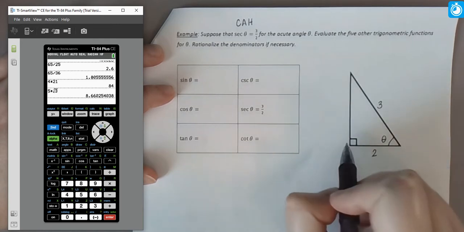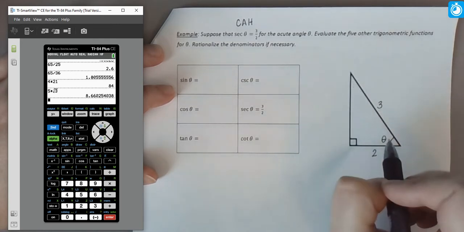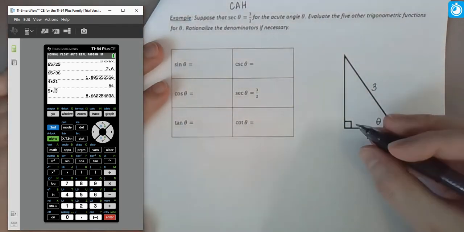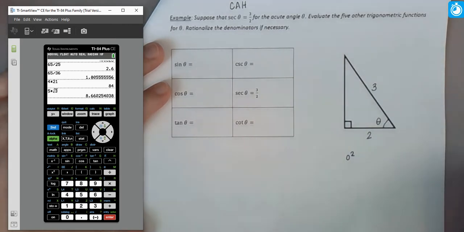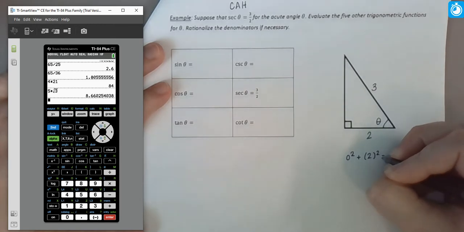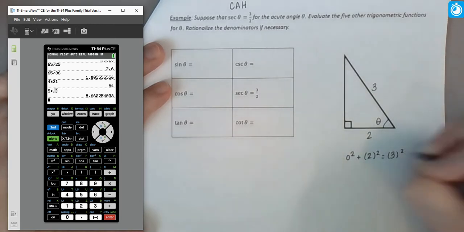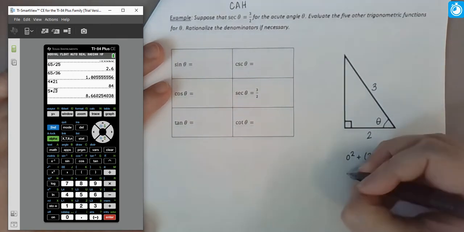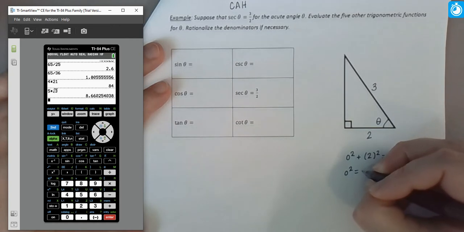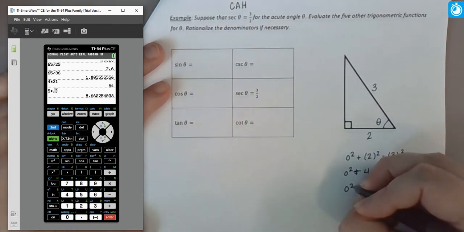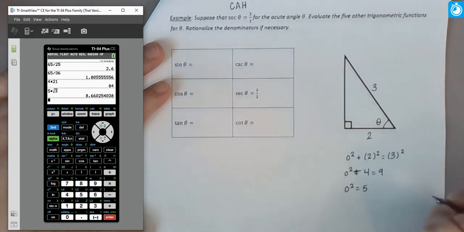So we have the hypotenuse and we have one of the legs. We need the other leg. In this case, it will be the opposite based on the fact that we were given secant. So we know that the opposite squared, which is what we don't know, plus the adjacent squared is equal to the hypotenuse squared. So based on the Pythagorean Theorem, this will allow us to solve for our unknown side. So opposite squared plus 4 is equal to 9. So subtract our 4, move it over. So opposite squared is equal to 9 minus 4, which is 5.